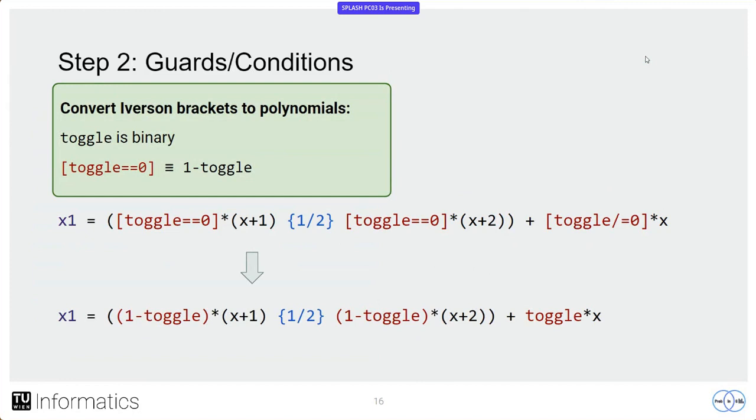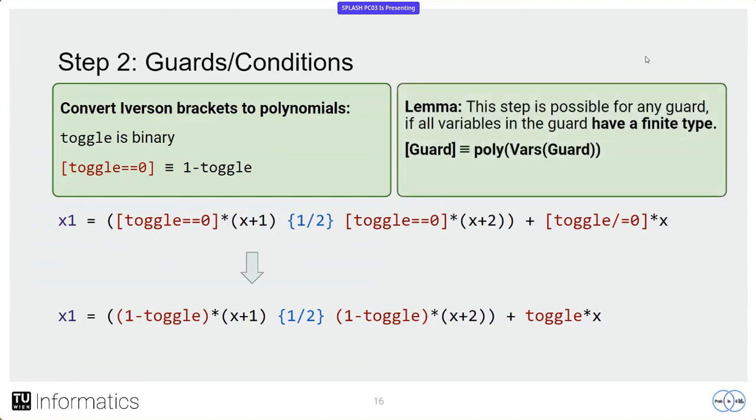So note that in this example, the variable toggle was a binary variable. So it was only 0 or 1. And for this specific case here, the Iverson bracket toggle equal to 0 is just equivalent to the expression 1 minus toggle. And also, toggle equal to 1 would just be equivalent to the variable toggle.